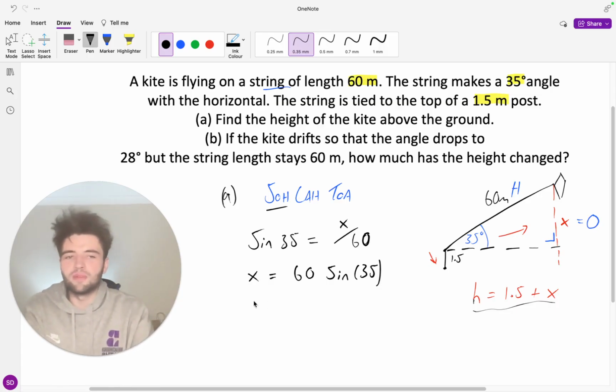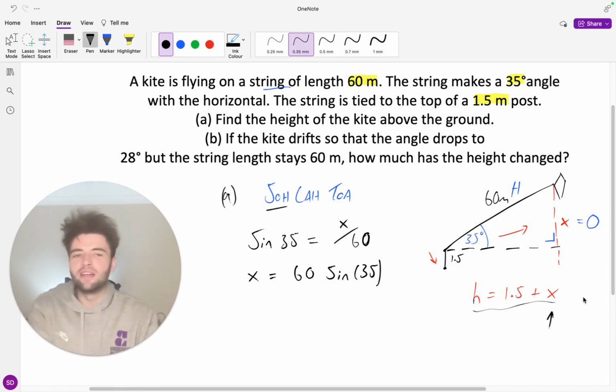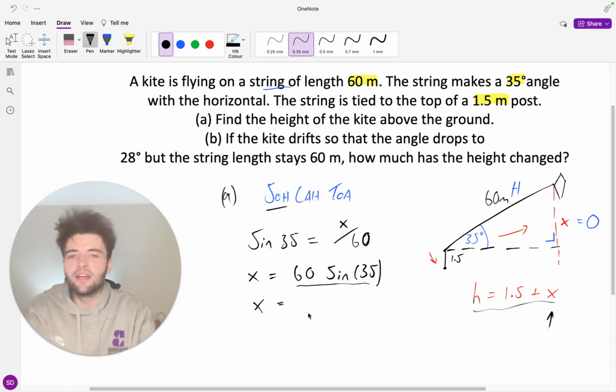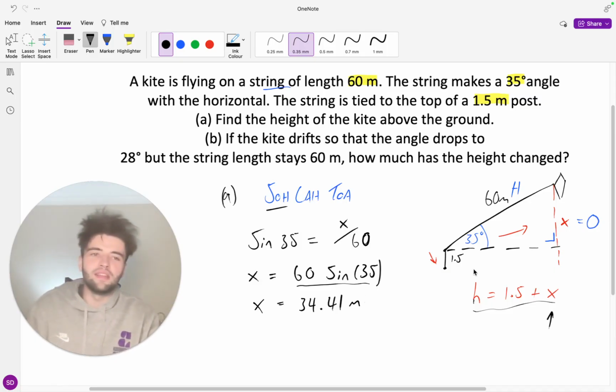Basically, the reason for this is because we need to add on x at the end to find the actual overall height, but just by adding 1.5. So that's a small thing that we need to watch out for here. And so we plug in this value of 60 sine 35 into our calculator, and we get that x, which is the first segment of our height, is going to be equal to 34.41 meters. So that's basically the first fraction of our height.